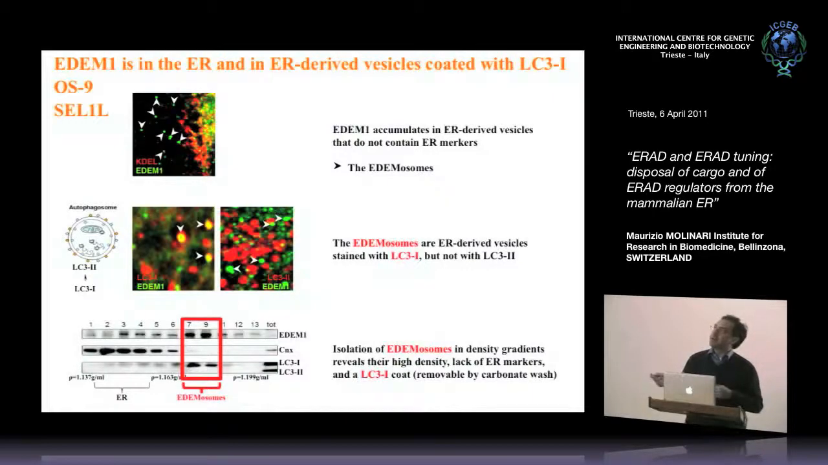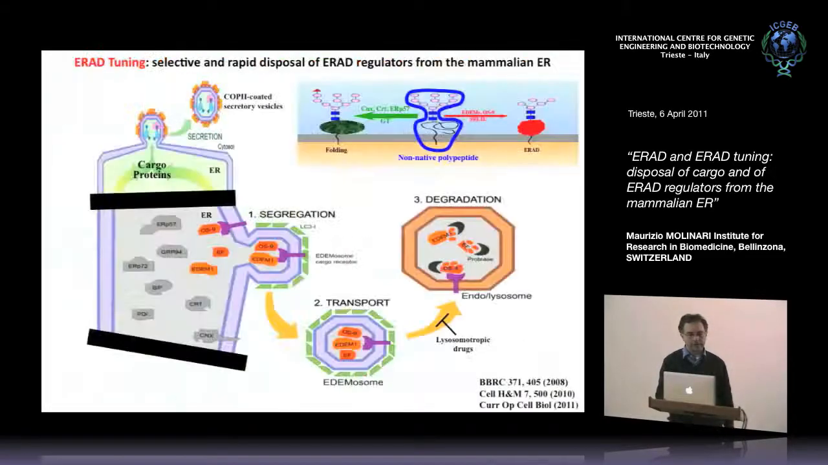In these vesicles, we later on found other proteins that are rapidly degraded from the endoplasmic reticulum, other ERAD regulators of degradation. So this is not only for EDEM, it's also valid for OS9 and also valid for SEL1L. These chaperones that are rapidly turned over also enter these vesicles.